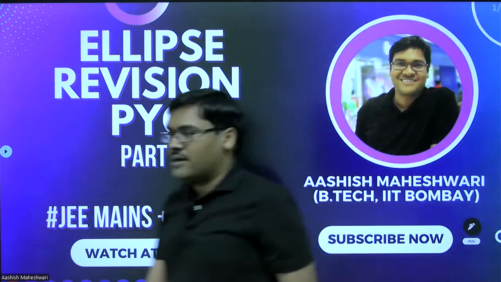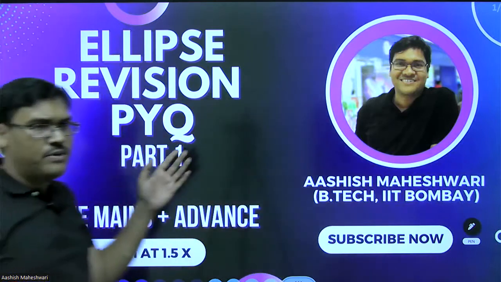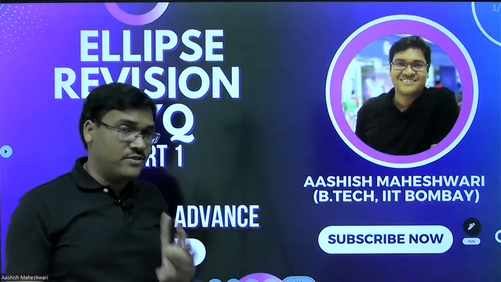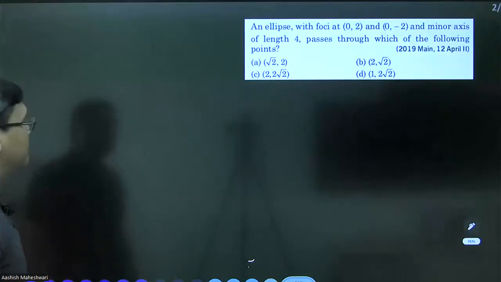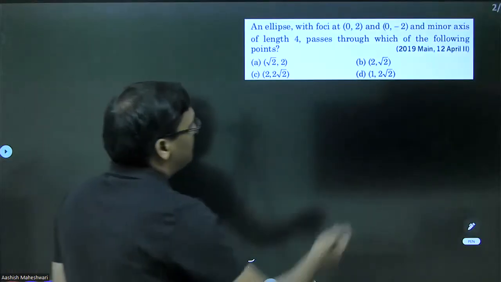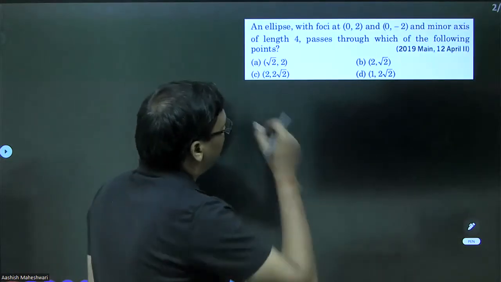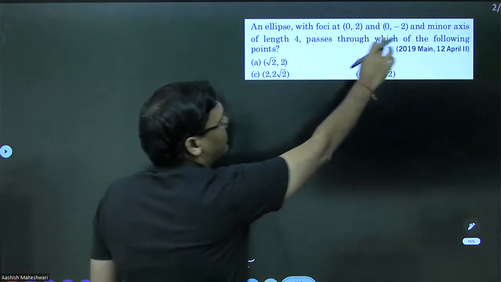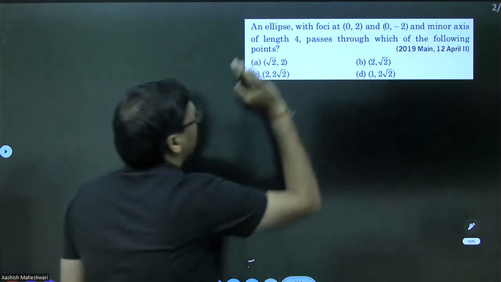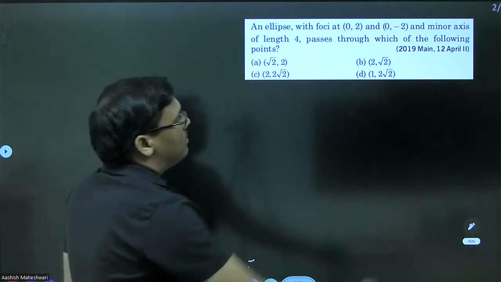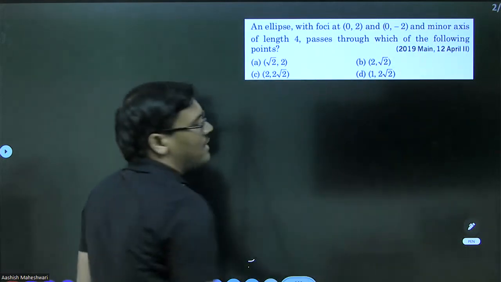Okay, so let's start. We have taken previous year's questions here, JEE Mains and Advanced also. So now you see the first question. You have an ellipse whose foci are (0, 2) and (0, -2) and minor axis of length 4. It passes through which of the following points? So ultimately, what do you have to find?